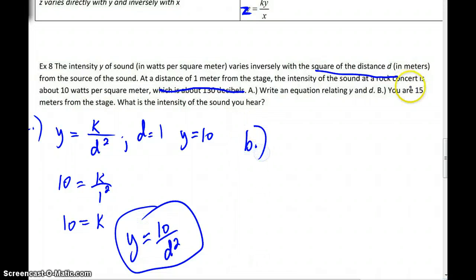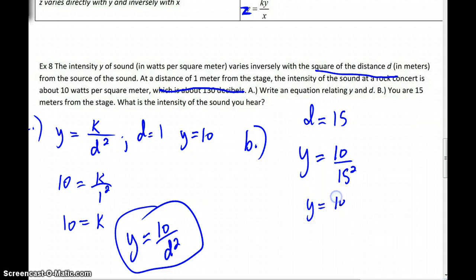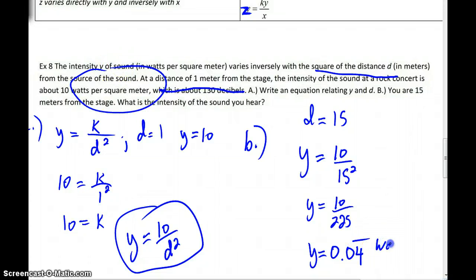For part B, it says you are 15 meters from the stage. That's D is equal to 15. Well, let's use this equation that we just found and work that out. Y is equal to 10 divided by 15 squared. That's 10 divided by 225. So Y would equal 0.04 repeating. We can see that our units will be watts per square meter, and that would be the sound intensity.